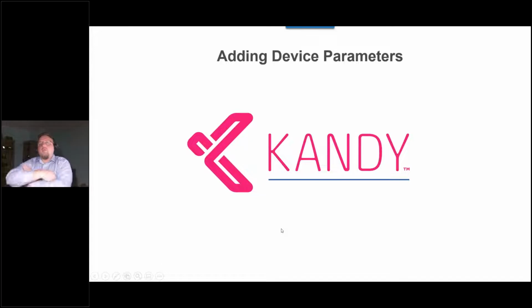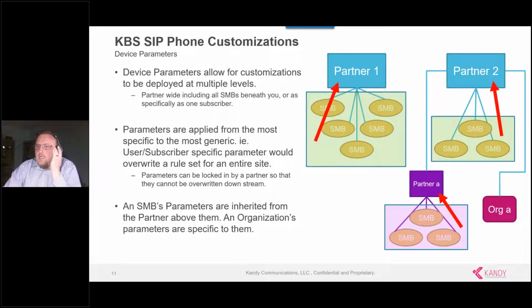The next thing that I wanted to share with you guys is adding in device parameters. Device parameters are actually a really cool feature if you're not familiar with them. Essentially what these allow you to do is bulk configuration changes to the phone itself. So it's modifying the way that these phones actually function, and there's a multitude of different options that you can set up to make them act how you want.